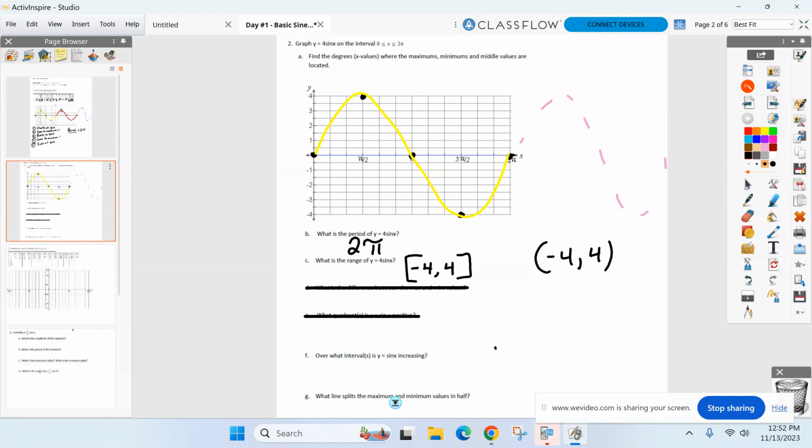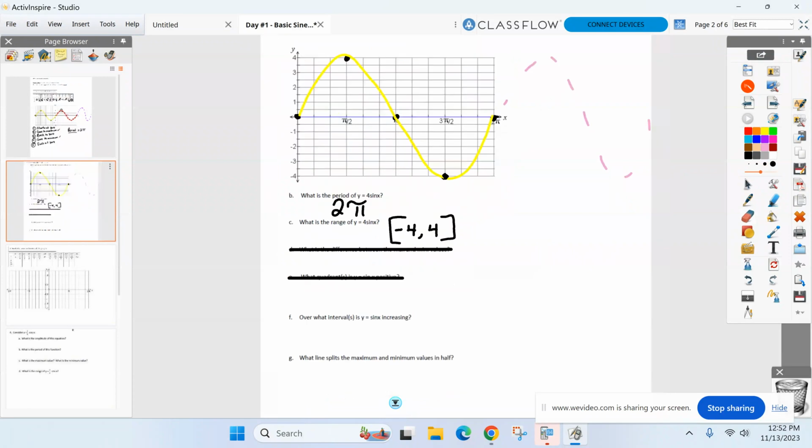Is -4 actually on the graph? Right here, right? That's why it's got brackets. It's actually on the graph, versus parentheses, which means it's not. Okay? -4 is actually part of the graph. Okay, good. All right, next, I'm going to come around and look at your papers for this one.